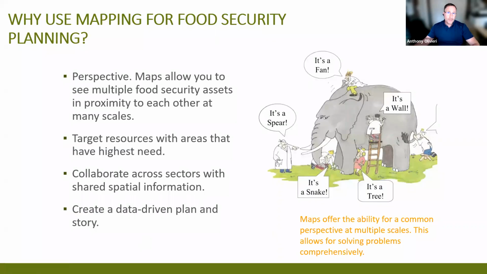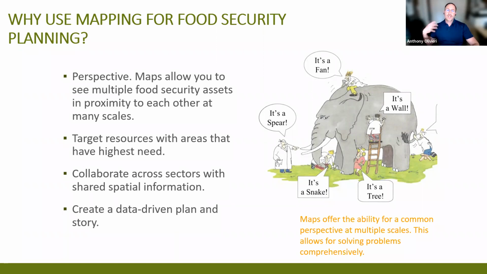So why should we use mapping for food security? Well, perspective is the main reason. Maps allow you to give multiple perspectives of your assets. In this case, food security assets: feeding organizations, schools, and supermarkets are some examples. It gives you an idea of their proximity to each other. If we're looking at a feeding organization such as a pantry, we can see it in proximity to a supermarket, and also maybe a farmer's market or even a community garden.